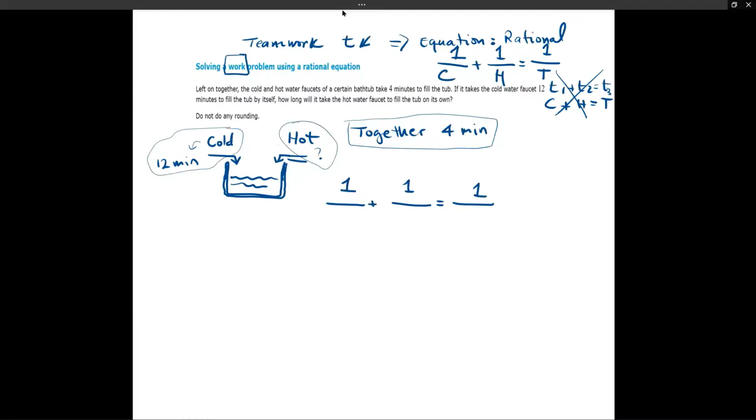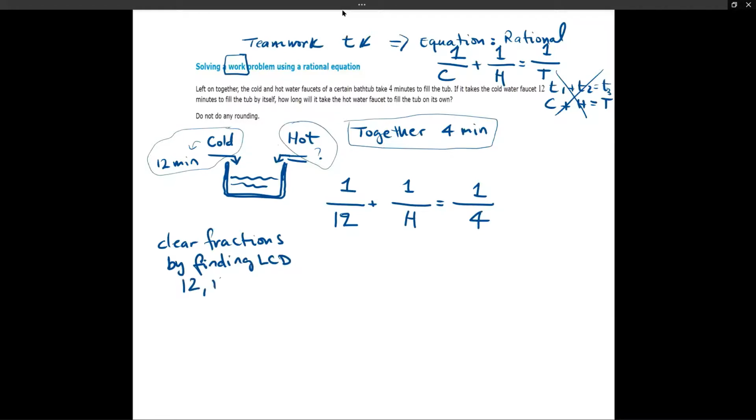1, and together we know it's 4. H is missing, and this is 12. All right, so it's a rational equation. It has in denominator 12, H, and 4. There are a few ways to solve this kind of equation. One of them is to clear fractions. And we can clear fractions by finding the least common denominator for all of them.